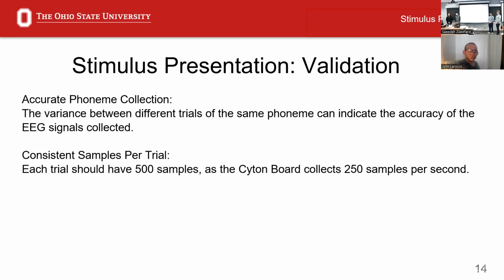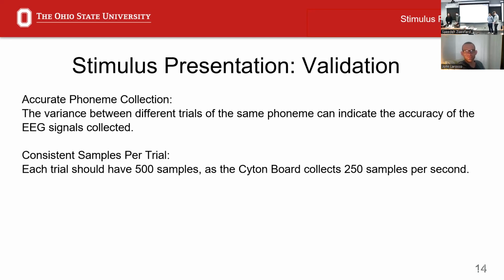For the validation, since there is no real outside data that we can use to verify that what we're getting is actually good data, we're going to test different trials of the same phoneme against each other and see what the variance is between those trials. If we have a high variance, then we know that we have to fix something. And then we need consistent samples per trial. It makes the machine learning a lot easier. We've had some problems with this too.